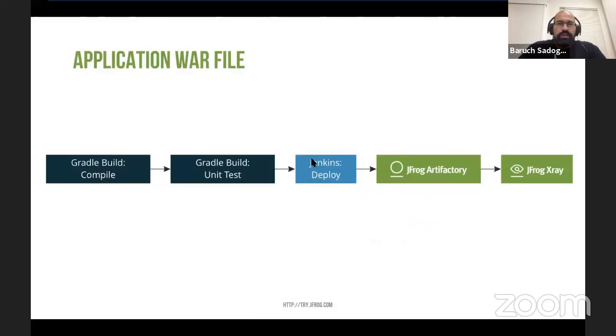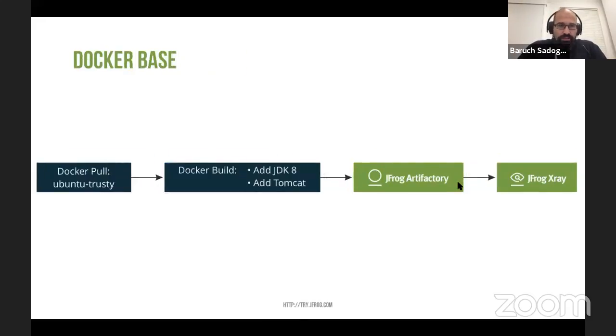you will see 3 pipelines, and the first of them is an application war file creation, and that is a Gradle build that builds the Java file, and then a Gradle build that unit tests this Java file, and a deploy stage that deploys everything to JFrog Artifactory, and then JFrog X-Ray kicks in and does the scanning.